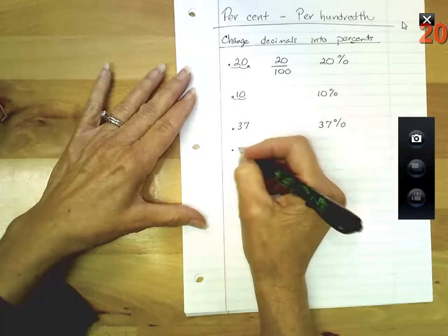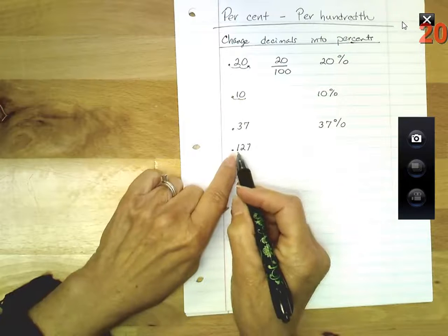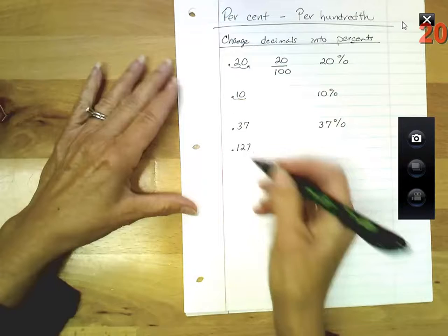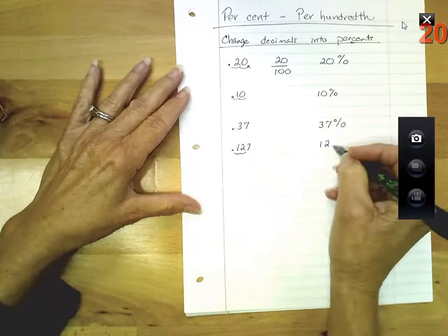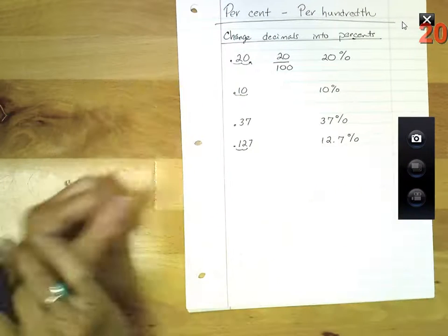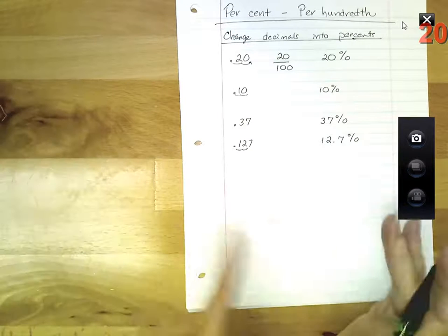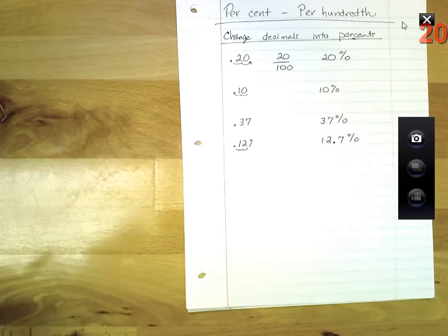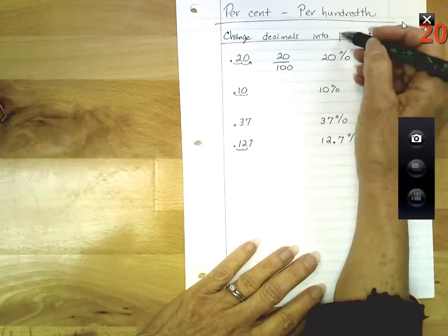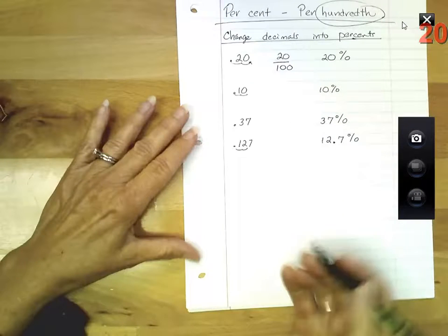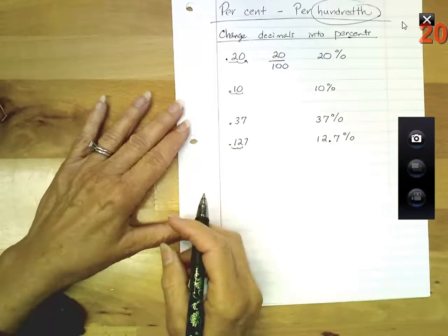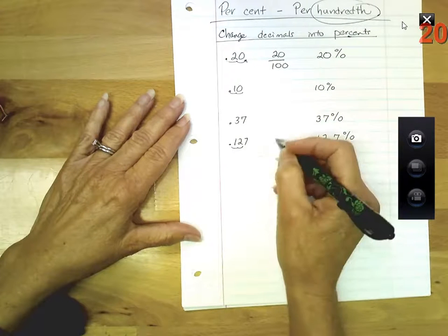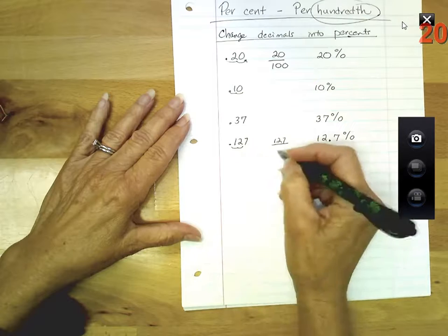Suppose you have 0.127 or 127 thousandths. Still going to move it 2 places, so that makes it 12.7%. It's just a matter of moving it 2 places because you're really multiplying by 100, because percent means per hundredth. What would the 12.7% look like as a fraction? It would be 127 thousandths. Oh, okay, gotcha.